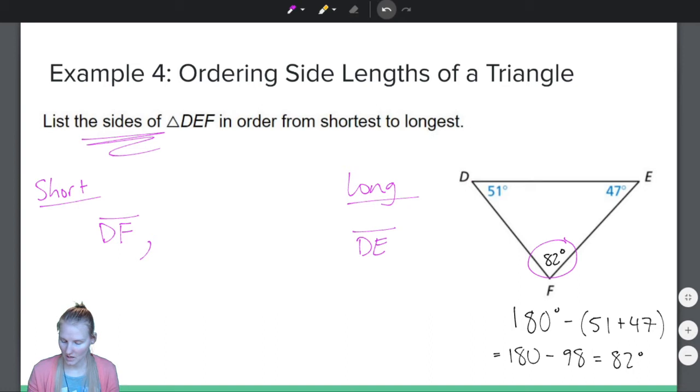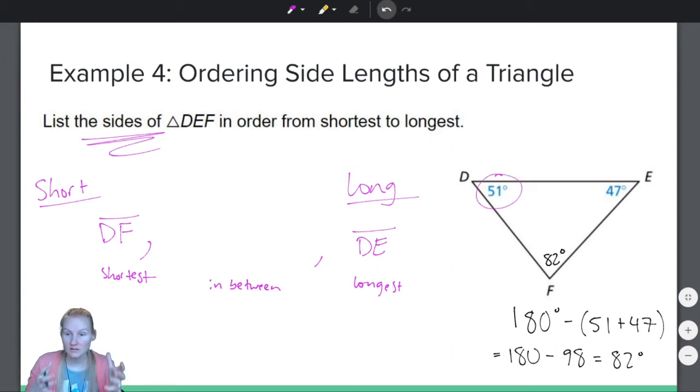Now, we found the shortest side, we found the longest side, but what about the in-between side? What about the middle-sized side? Well, angle D, 51 degrees, is in between 47 and 82. The number 51 falls in between 47 and 82, which means the side opposite of angle D is our in-between side. So side EF is neither the shortest nor the longest.